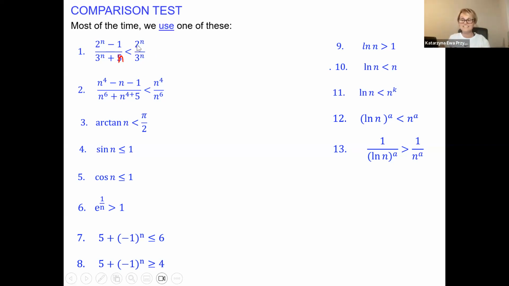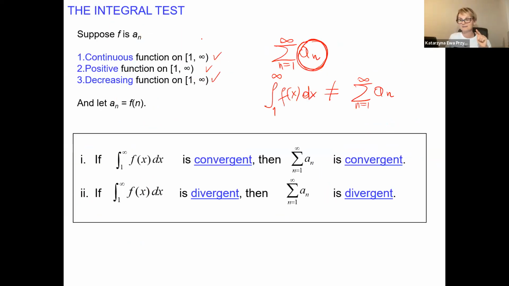Yes, I can just grab 2 to the n over 3 to the n. This one is the geometric one. Yeah, if we think about the series, can you tell me if this one is convergent or divergent? The series 2/3 to the n. We have to know this like no thinking. It's convergent, thank you.